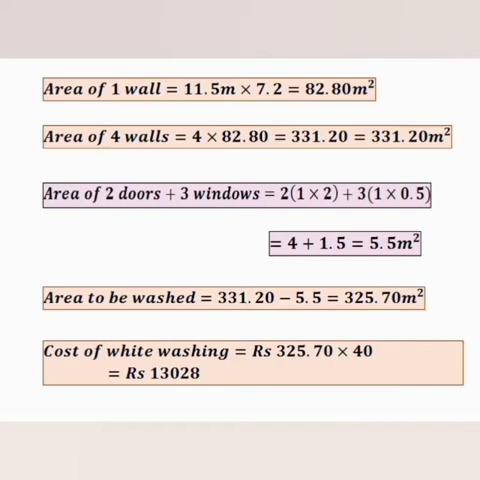Area to be whitewashed is equal to 331.20 subtracted by 5.5, we will get 325.70 meters square. After that, we are going to find the cost of whitewashing, that is, rupees 325.70 when multiplied with 40, we will get rupees 13,028.